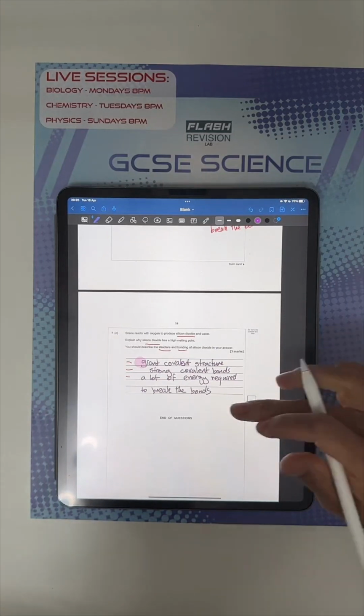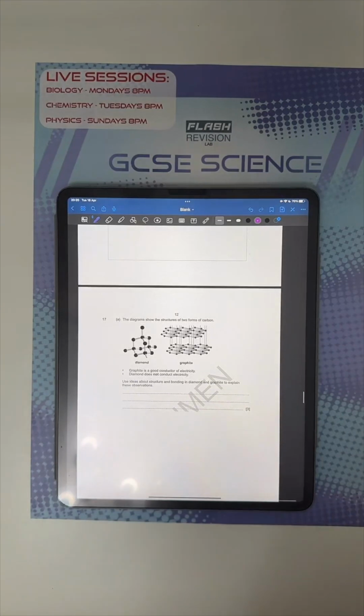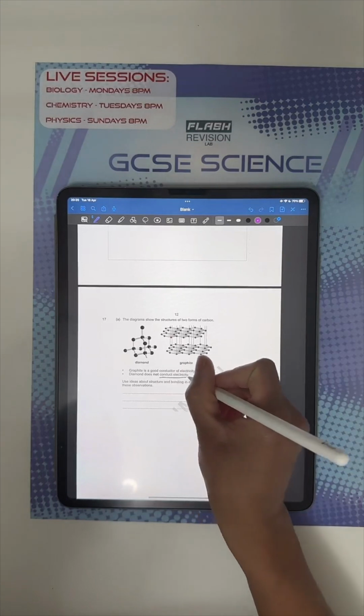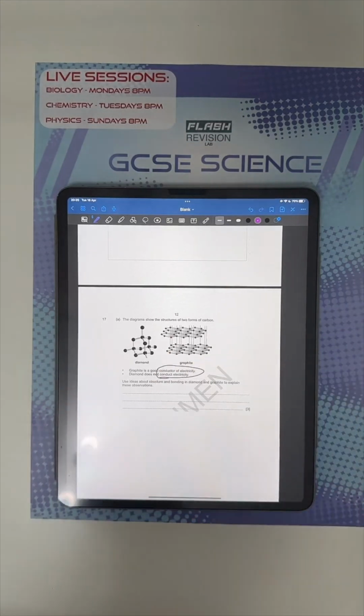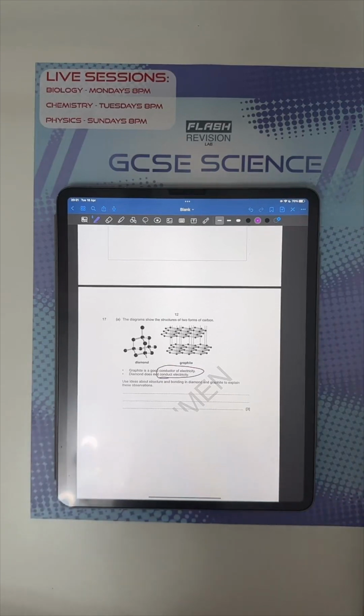Okay, so next question. Here we go. The structure of diamond and graphite. Graphite is a good conductor of electricity. Diamond is not a good conductor of electricity. So it's not on melting and boiling point this time. It's about conducting electricity. What do you need to talk about here if you're talking about conducting electricity?